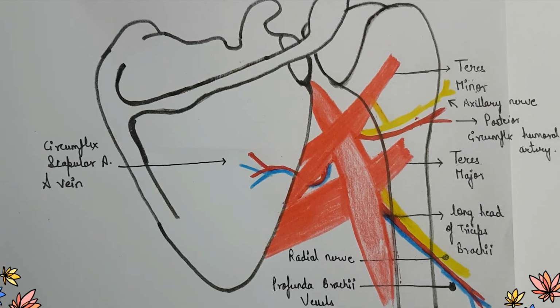So guys, these were the intermuscular spaces in the scapular region.